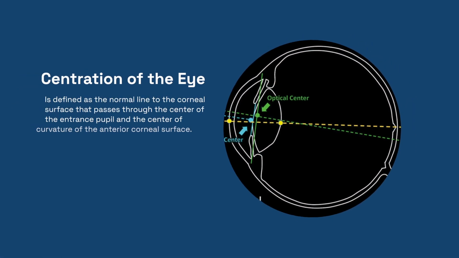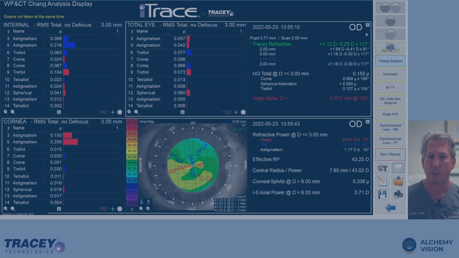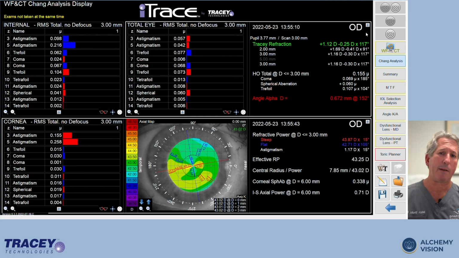Now in our next patient, what we're going to look at is really centration of the eye. So we have a patient coming to us for cataract surgery, and we want to pick the right lens for the patient. Now this is really important because if a patient tells us that they want to have a multifocal or a trifocal or an EDOF lens, they want to be able to see far away, up close, and everything in between, we really have to identify these issues of centration.